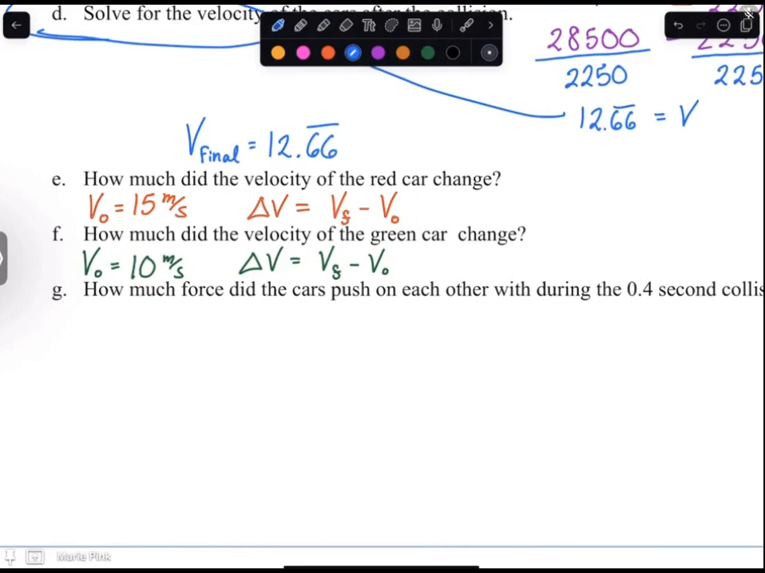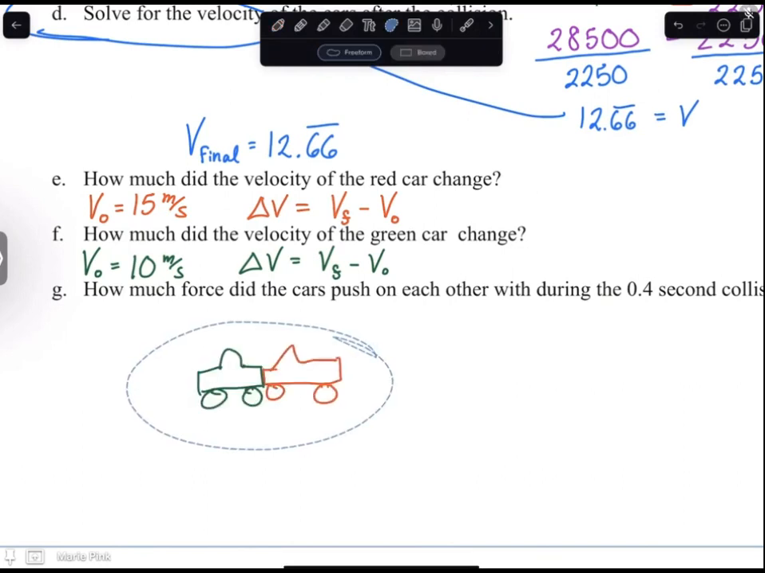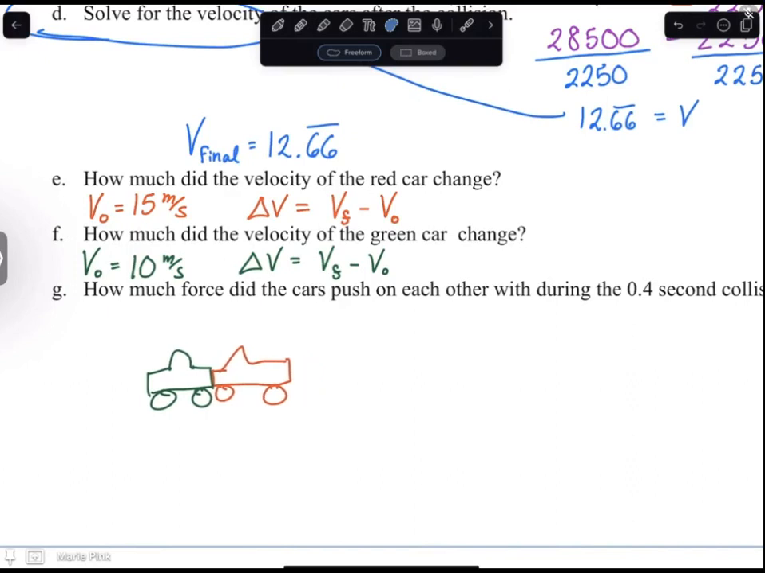Alrighty, so for part D, we just got our final velocity. Now this is the final velocity for both the green car and the red car, because both cars are stuck together. So it's as if here's my red car, and both cars are moving along at the same speed because they are stuck together.